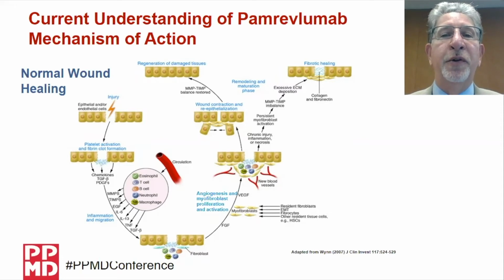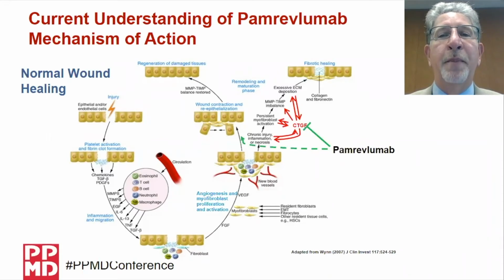And this leads to persistent myofibroblast activation and excessive deposition of extracellular matrix, which is also known as fibrosis. This sidetrack is where all of these positive feedback loops with CTGF occur. And so when we add Pamrevlumab, what we're trying to do is, by inhibiting CTGF, we break these positive feedback loops and we push the tissue repair process off of the sidetrack and back onto the normal tissue repair process.